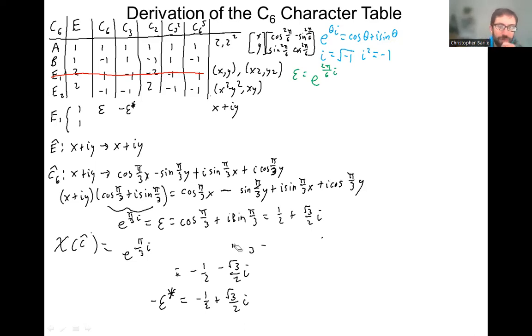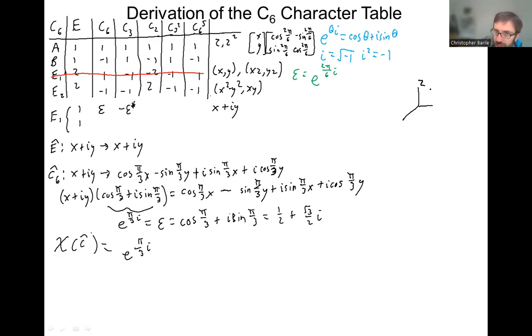C2 is an easier one, right? Because C2 we can visualize. And what I mean by that is what's going to happen to X when we do a 180 degree rotation? It's going to go into negative X. And Y is going to go into negative Y. We've done that many times before.